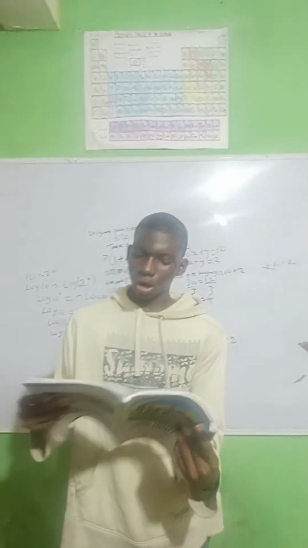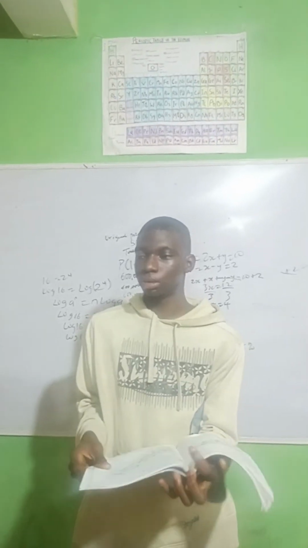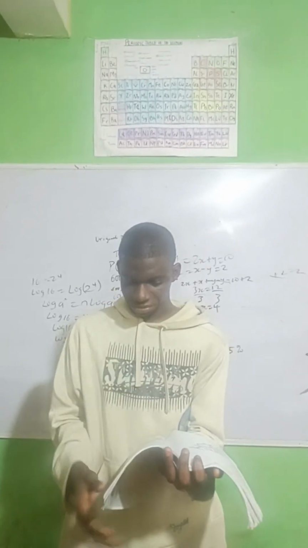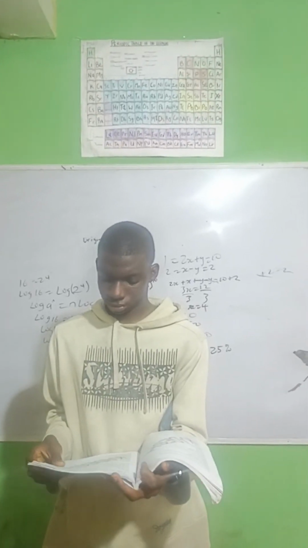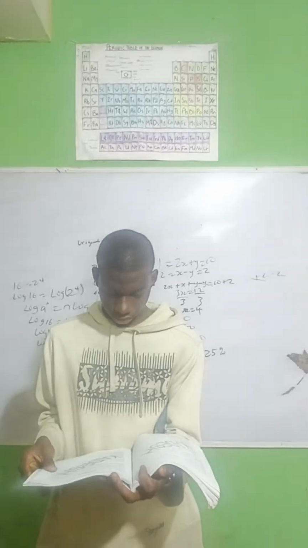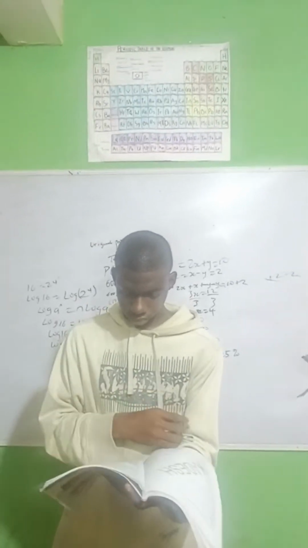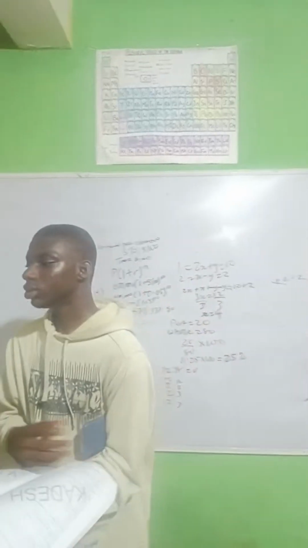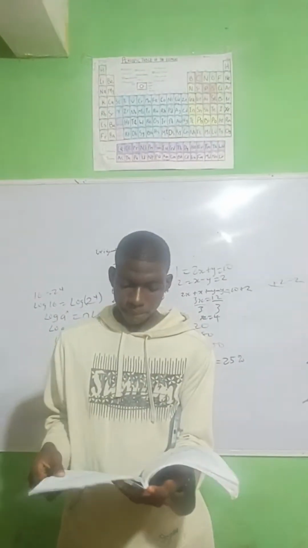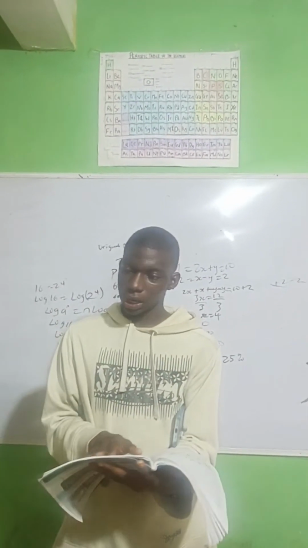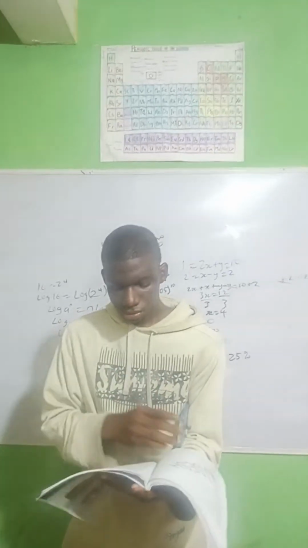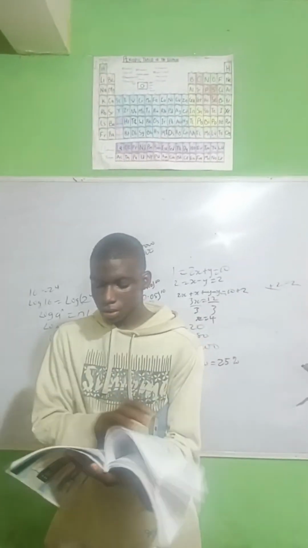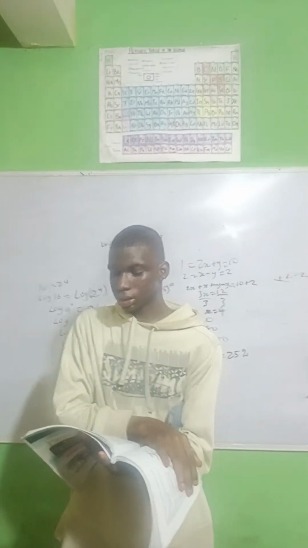The next question: in a single throw of dice, what is the probability of getting a number greater than 4? That's 1 over 3. Who doesn't understand the question? In a single throw of dice, what is the probability of getting a number greater than 4?